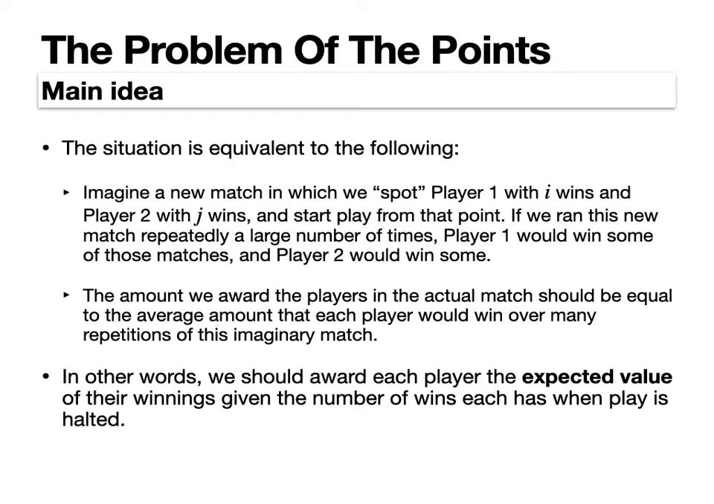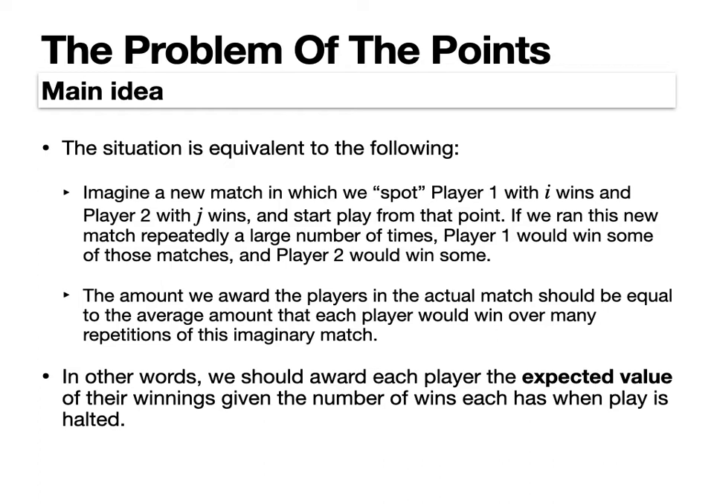And what that boils down to is basically saying that we should award each player the expected value of their winnings given the number of wins each has when play is halted. So this would address the situation I was mentioning earlier, right? If player 1 has 6 wins and player 2 has 1 in a best of 13 match, then in all likelihood, player 1's going to win the match. And that would be taken into account in this scenario that Pascal and Fermat came out with, right?